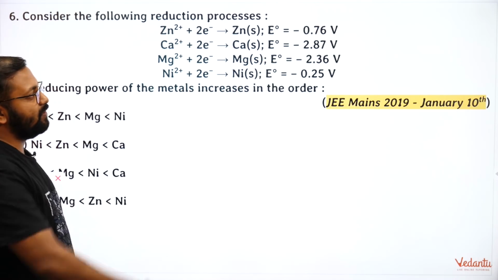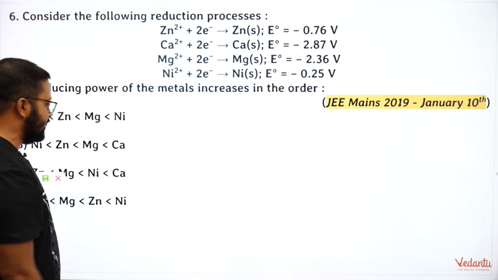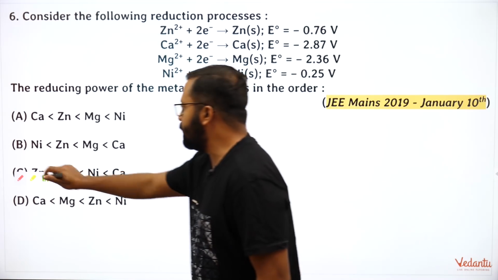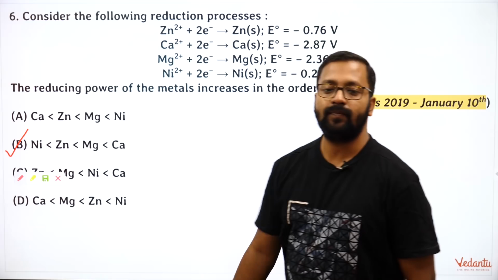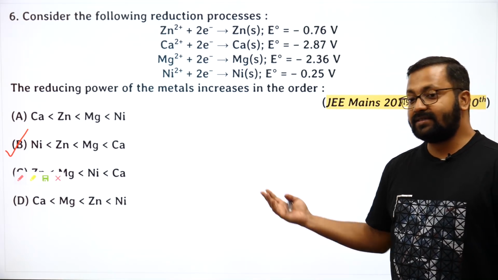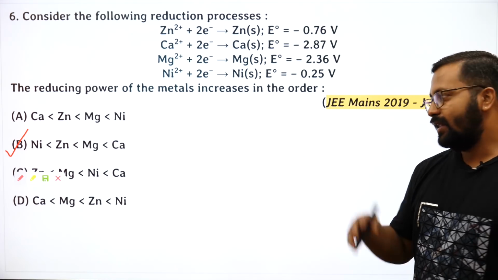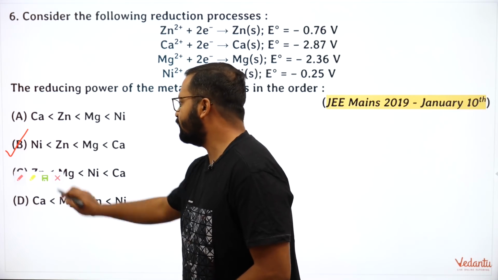So reducing power for calcium will be maximum, followed by magnesium. Calcium followed by magnesium. Let's see if we have an option. Calcium followed by magnesium. The right answer should be B. Takes less than 1 minute to solve the question. Okay? Let's move on to the next question.